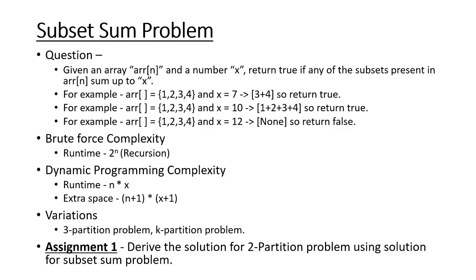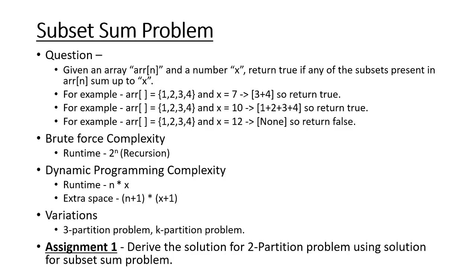If I sum the contents of this subset, I will again get 7. Now in the second example, I am given a sum of 10, or x equals 10. So can I make 10 out of any of the subsets of 1, 2, 3, 4? Yes. If I sum up all the contents present within this array, then I can have a sum of 10. So I need to return true in this case as well.